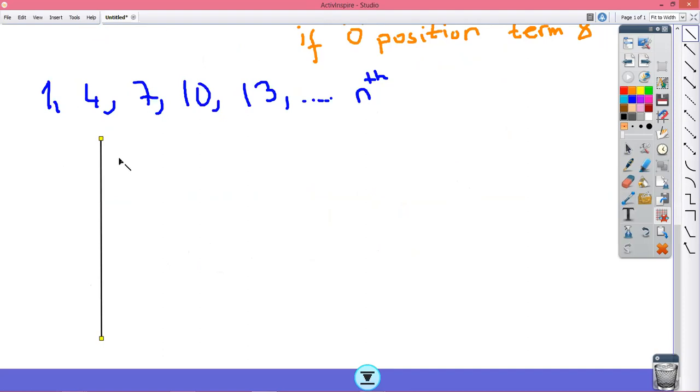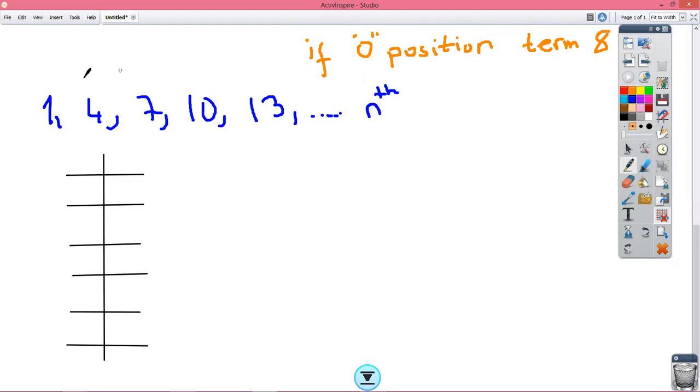Is it 3n plus 1? Well, it should be something with subtracting. Now look at here. What is the difference here? Common difference. Plus three. Okay, let's say it's plus 3. Now this one, plus 3. This one, plus 3. This one, plus 3.